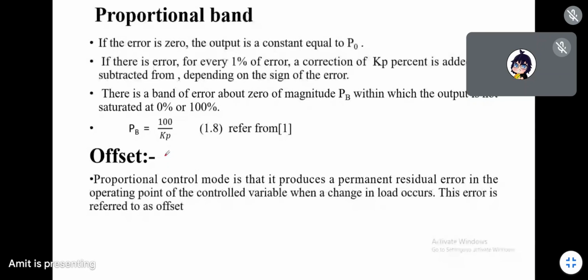So 100 by Kp. If Kp is 1, your proportional band is 100%. When Kp is 2, it will increase like this. When Kp is, let's say, 4, it will increase like this. It will increase rapidly, sharply. So 25% error will result in 100% of your proportional band or 100% of your controller output. Getting my point?